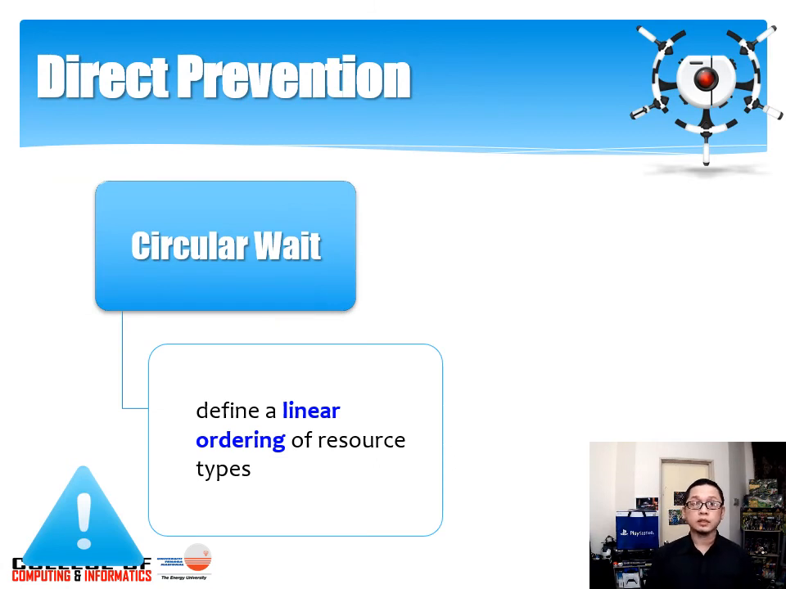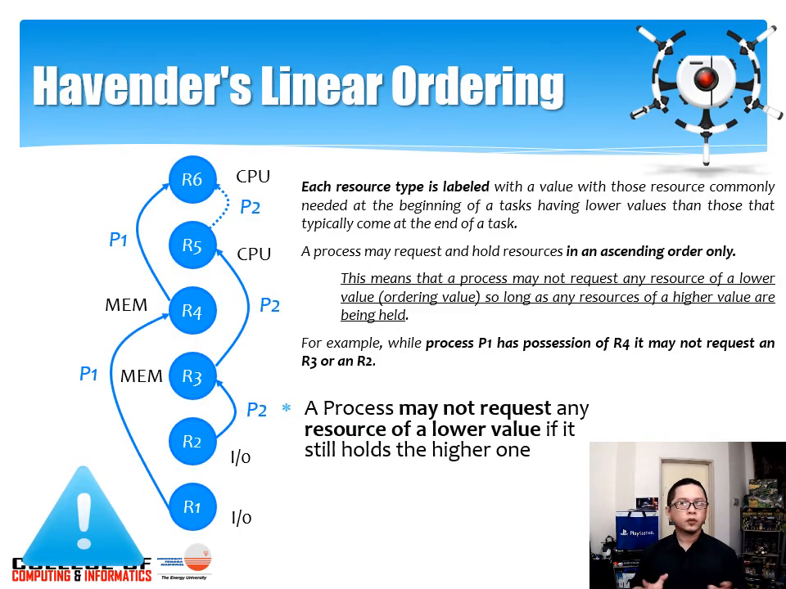Now, in order to prevent a circular wait, you must have in your system or in your operating system's algorithm a linear ordering of resource types. What does it mean? For this approach, we are going to use Havender's linear ordering. So what does it actually do? In your system, you must have a labeling or priority for resources. So you have higher priority resources and you have lower priority resources. Okay, so you label the resources accordingly, according to the criticality of the resources.